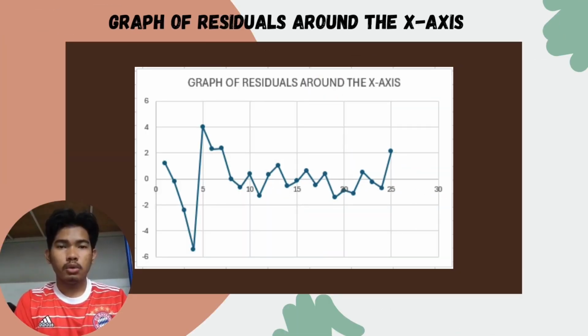This graph is a residual plot that shows the residuals of the quadratic model around the x-axis. Residuals are the differences between the observed data points and the values predicted by the model. The residuals are scattered around the x-axis with both positive and negative values. Overall, the residual plot helps assess the adequacy of the quadratic model. The scattered nature of the residuals around the x-axis without a clear pattern generally supports the appropriateness of the model, though some areas indicate potential misfit.